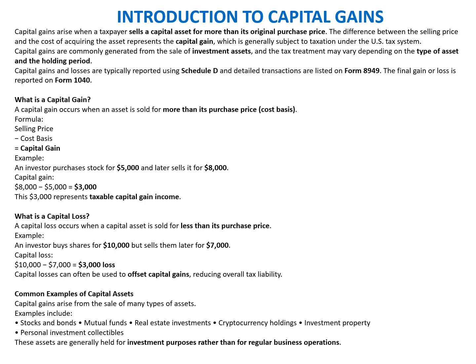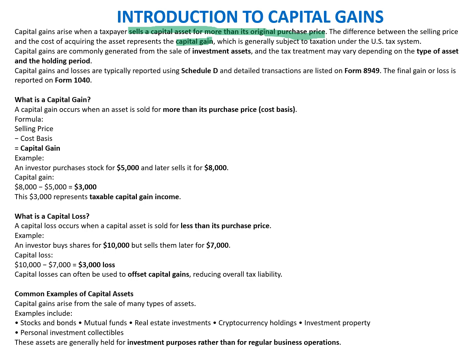Okay, so capital gain arises when a taxpayer sells a capital asset for more than its original purchase price. The simple arithmetical formula: the difference between the selling price and the cost price for acquiring the asset represents the capital gain, which is generally subject to taxation under the US tax system. The important thing that we have to understand here is that there is no concept of indexation in the US. Unlike India, wherein the long-term capital gains are subject to indexation, there is no indexation in the US. There is a concept of adjusted basis that we are going to talk about in the upcoming slides.